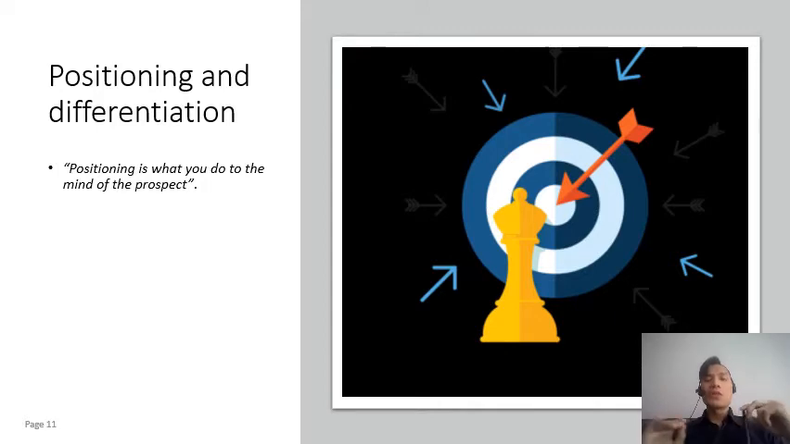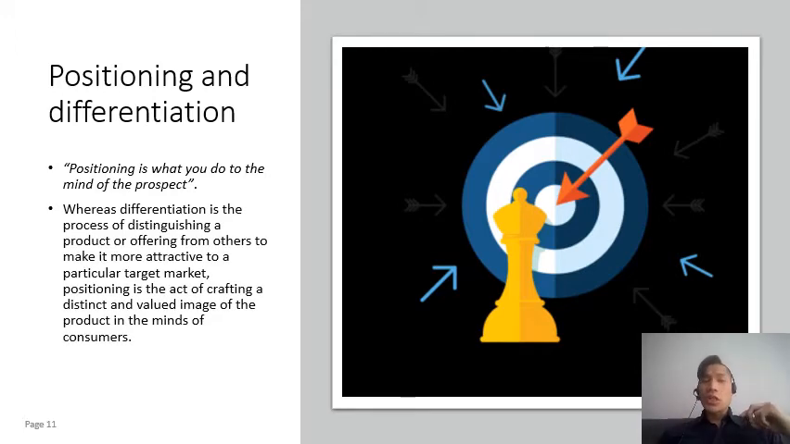And when we want to position, we must always make sure that we differentiate ourselves in terms of position in comparison with the competitors. Positioning is what you would do to the mind of the prospect. So you have to make sure how you position your brand in the mind of the consumers so that they will be most appealed to buying that brand. Whereas differentiation is the process of distinguishing the product or an offering from others to make it more attractive to a particular target market, especially if there are many other competitors around.